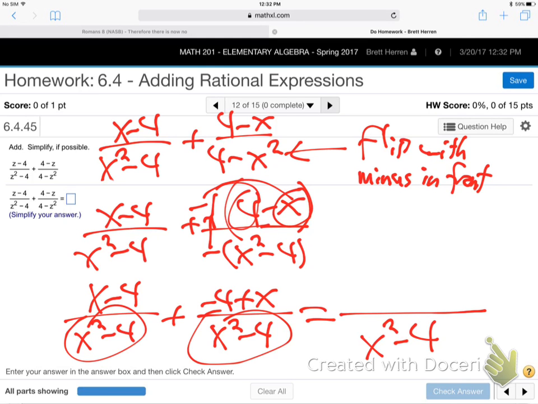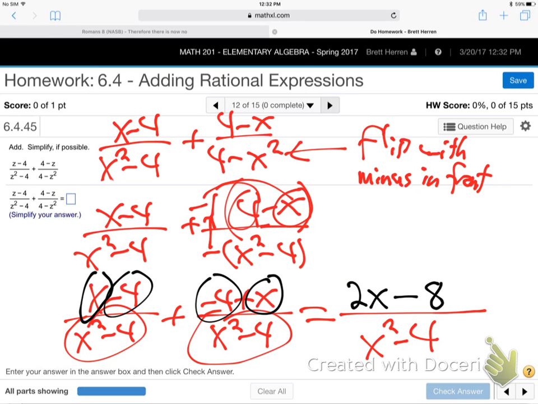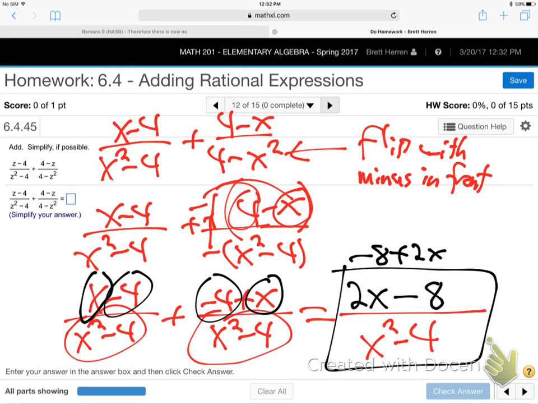What happens in the top? X and x, 2x. Minus 4 and minus 4, minus 8. Done. Yep, that's okay too. Good question. That's the same thing, isn't it? Remember, the order doesn't matter, just the signs in the front matter. So minus 8 plus 2x, same thing.